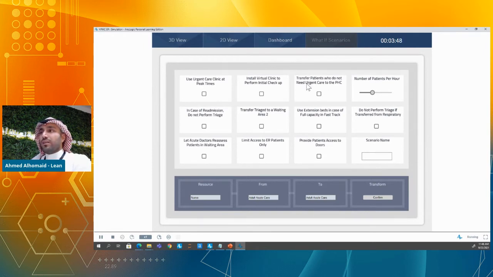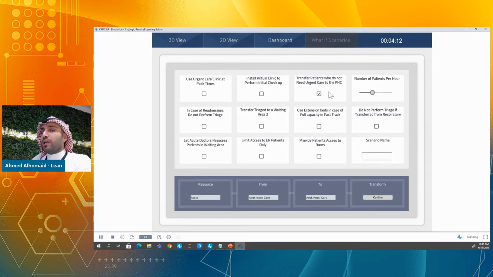One problem that many ER departments face around the world is that a lot of the patients that go to the ER department don't really need the ER. If they go to the primary healthcare, the primary healthcare can deal with them. So one scenario would be to transfer patients who do not need urgent care to the PHC. We can click it and see what would happen. This would change the model.